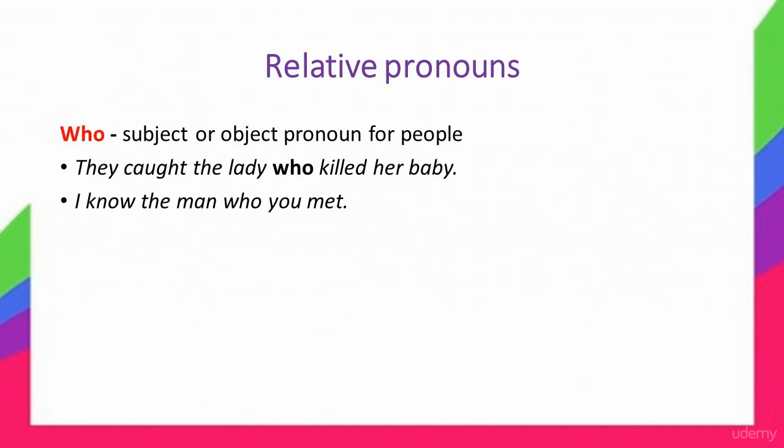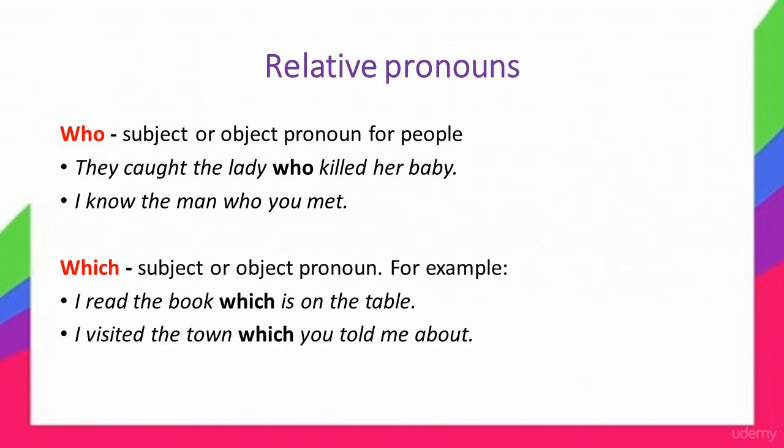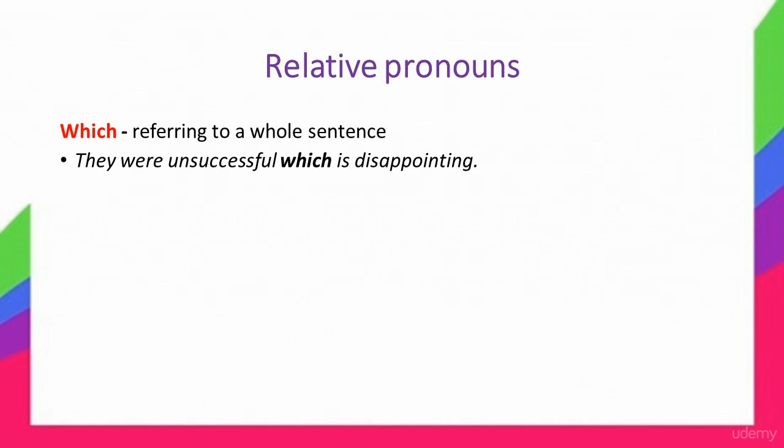Relative pronouns are who, subject or object pronoun for people. They caught the lady who killed her baby. I know the man who you met. Which, subject or object pronoun. For example, I read the book which is on the table. I visited the town which you told me about. Next is which, referring to a whole sentence. They were unsuccessful, which is disappointing.